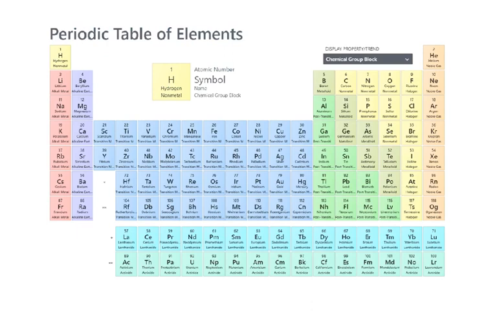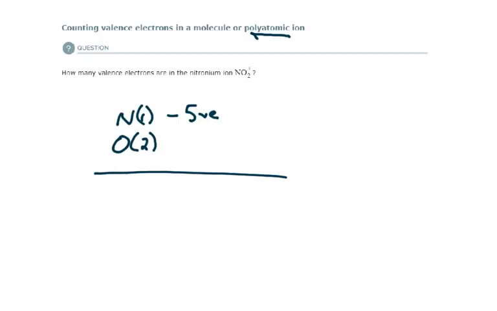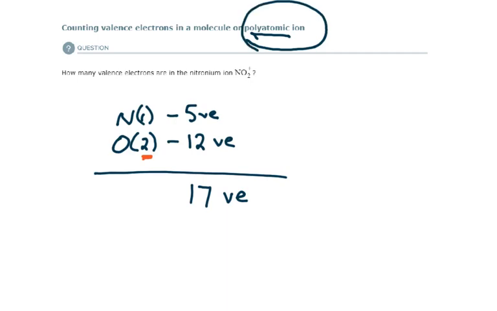Oxygen is in group 6A. So every atom of oxygen here has 6 valence electrons, but how many oxygen atoms do I have? 2. So 6 times 2 would be 12. 12 valence electrons, so for a total of 17 valence electrons. But we're not done, because this is a polyatomic ion.